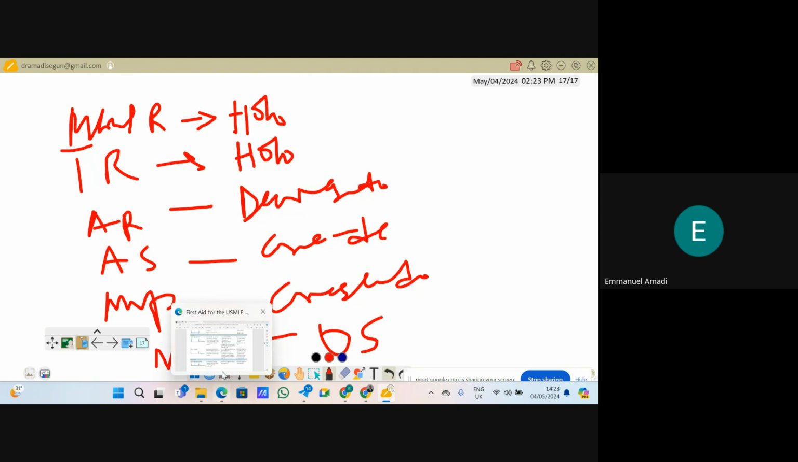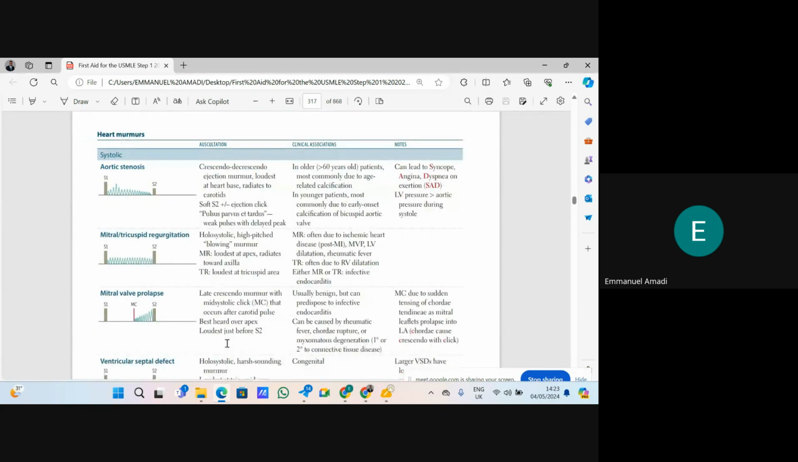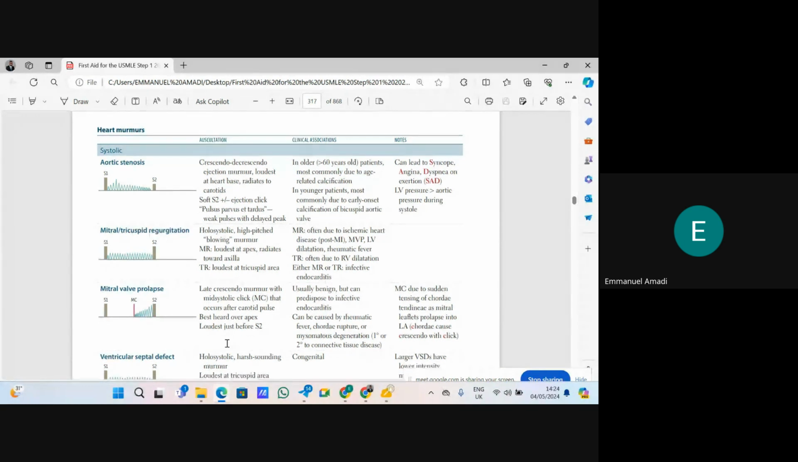I have been able to sort out the most important concept here. If you see a murmur in any question, use the algorithm I have developed. Ask yourself, what is the location of the murmur? Then ask yourself, what maneuvers does this murmur respond to? And finally, ask yourself, how does this murmur sound? You will be able to pick out the right diagnosis playing around these three things I have highlighted. Now, moving on, let us look at these concepts one after the other.